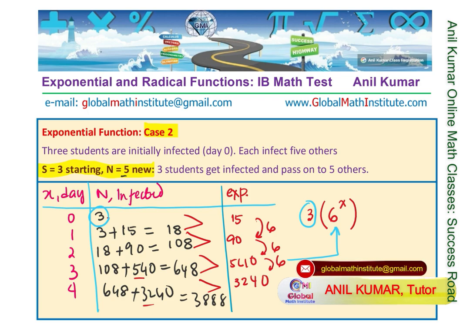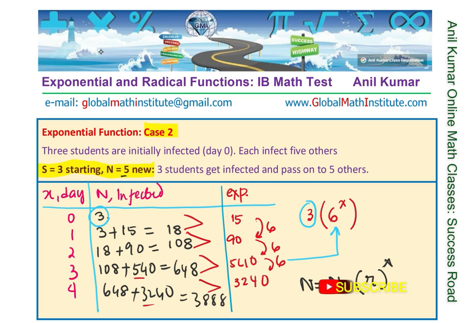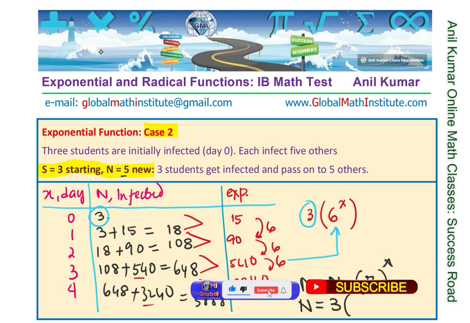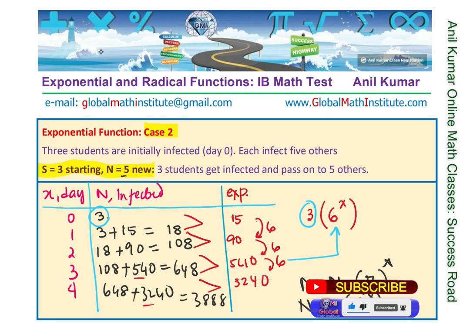So we can write down the equation very easily as the number of students infected is the initial number n0 times the ratio to the power of x. This makes sense, right? So in this case, since we started with 3, the model is 3 times 6 to the power of x. And that is how we can model this particular situation. Makes sense, right?